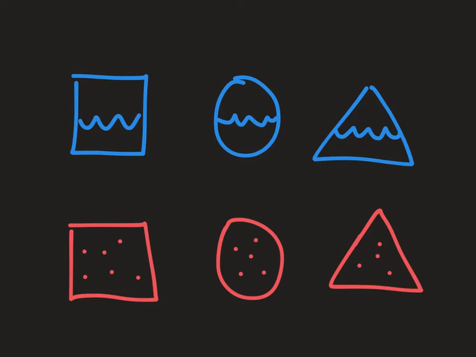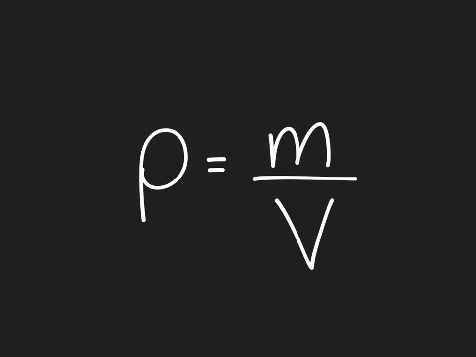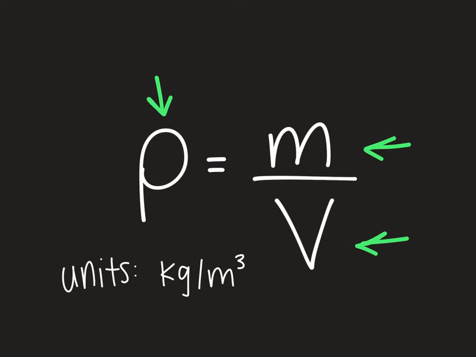When we talk about the density of a fluid, we use the equation density equals mass divided by volume. This is the Greek letter rho, and it represents density. This m, of course, represents mass, and this big V represents volume. The mass will be measured in kilograms, and the volume will be measured in meters cubed, leaving the units for density to be kilograms per meter cubed.